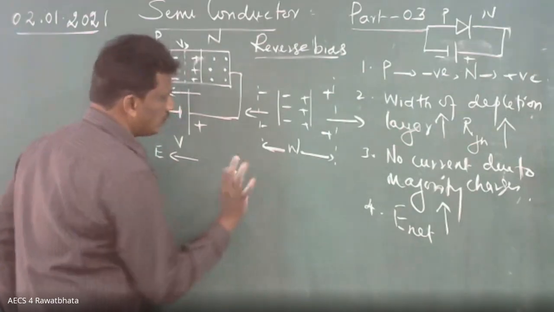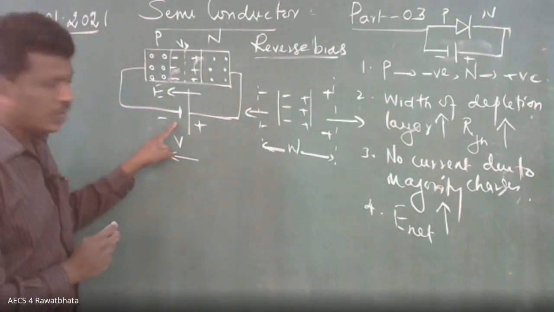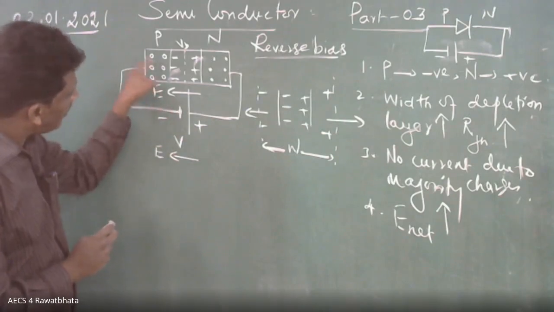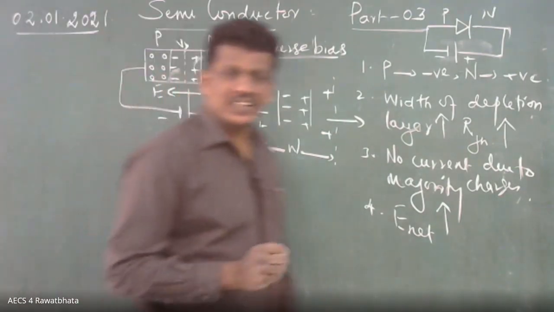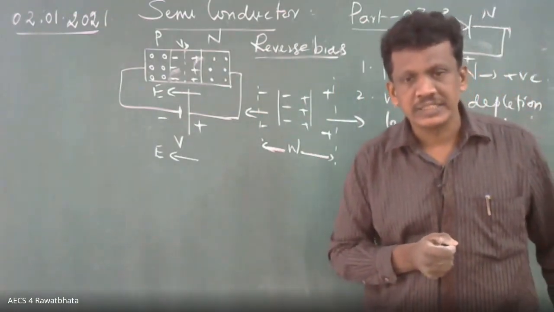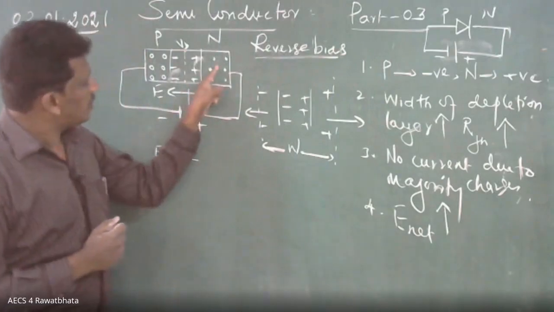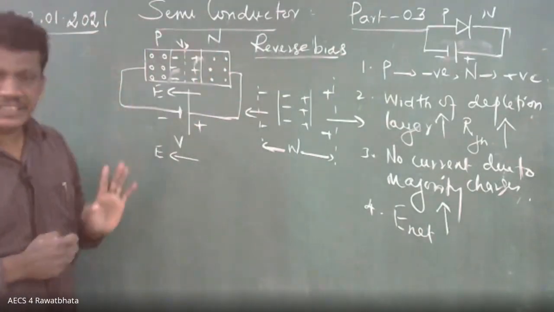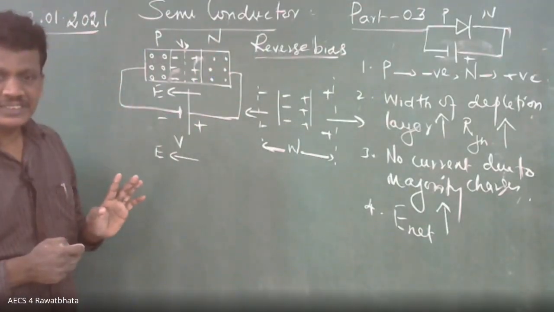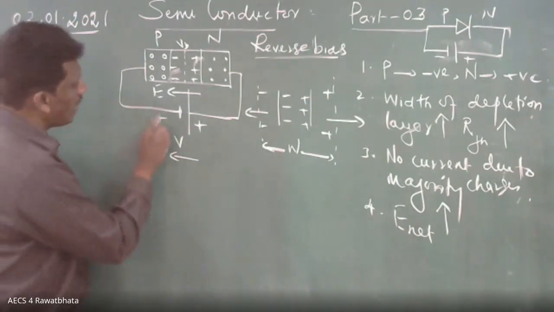So you see that what will happen now? Here minus. But what is the minority in P region? What is the minority in P region? Which charge carrier? Electrons. What is the minority in N region? Holes. So now what will happen?